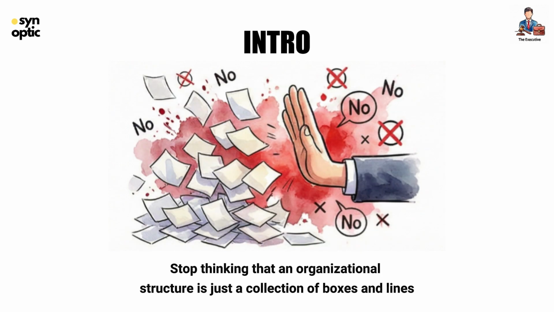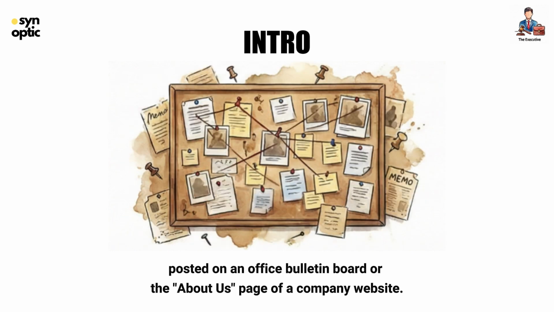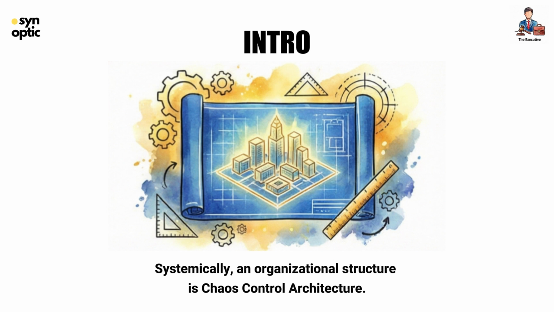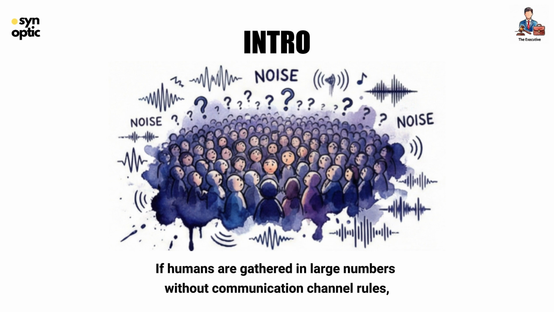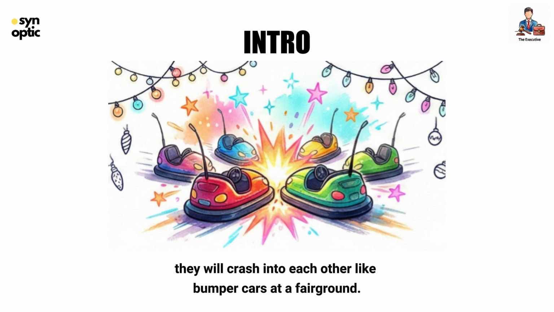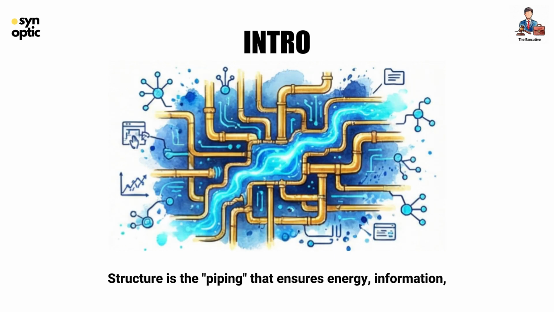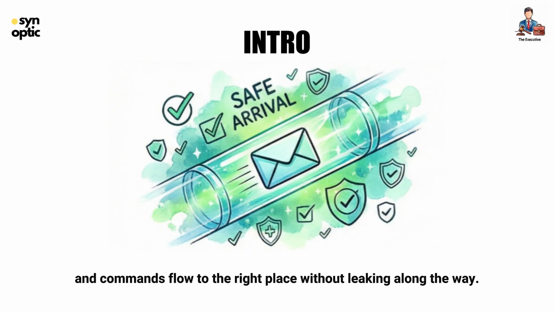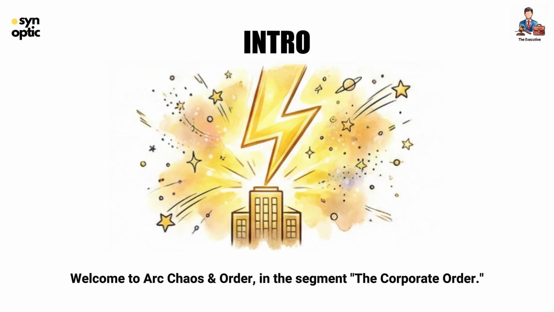Stop thinking that an organizational structure is just a collection of boxes and lines posted on an office bulletin board or the About Us page of a company website. Systemically, an organizational structure is chaos control architecture. If humans are gathered in large numbers without communication channel rules, they will crash into each other like bumper cars at a fairground. Structure is the piping that ensures energy, information, and commands flow to the right place without leaking along the way. Welcome to Arc Chaos and Order, in the segment, The Corporate Order.